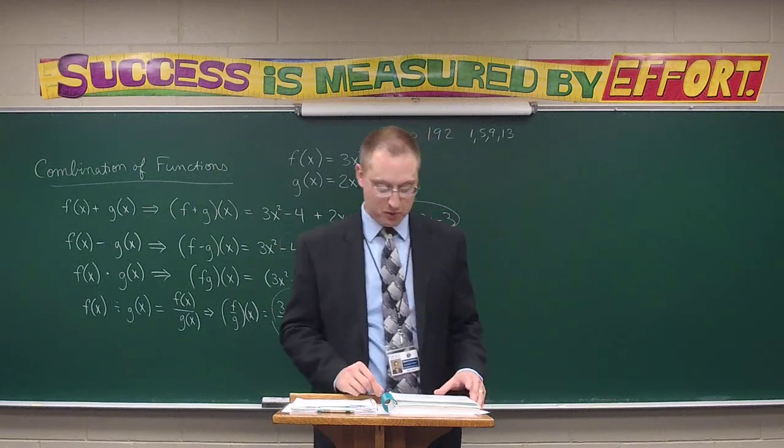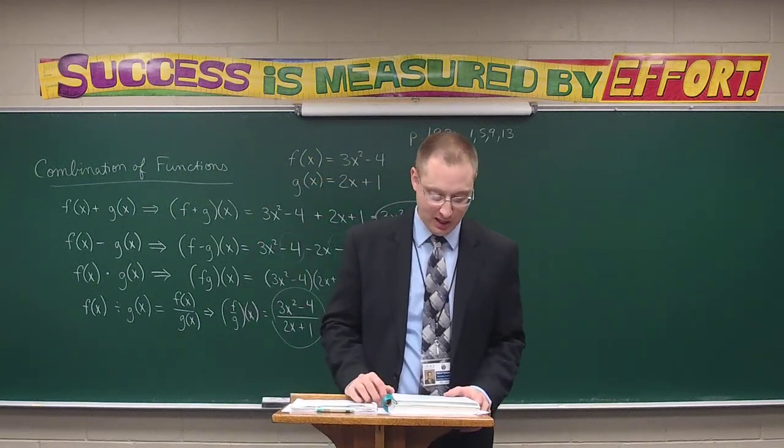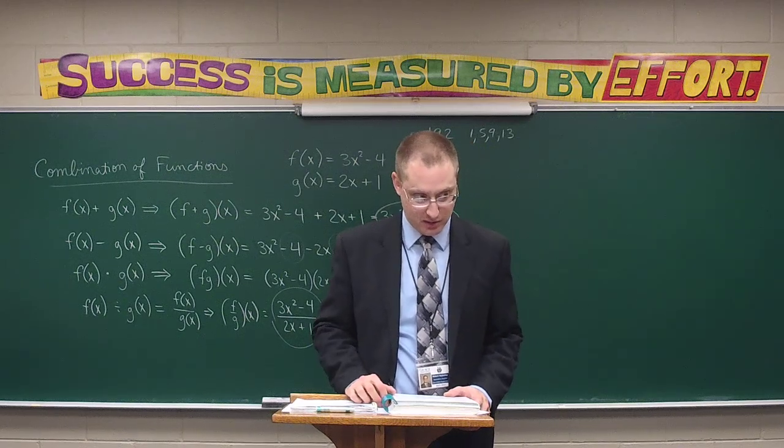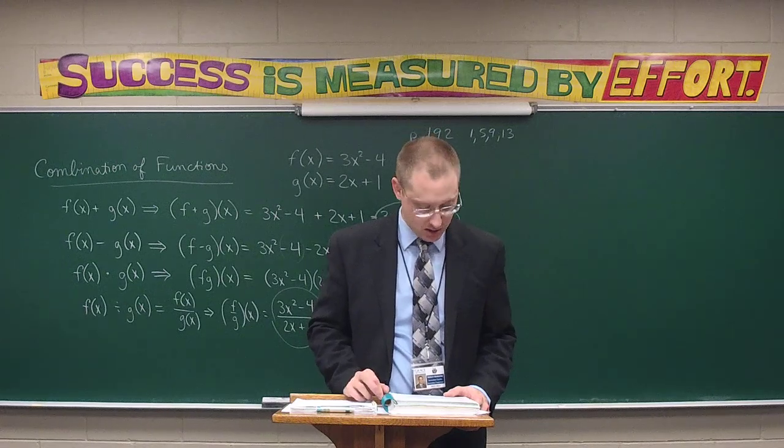Number 9. This was the annoying one because we had to double distribute or triple distribute depending on the direction you multiplied. What did you get for fg of x? Genesis? Number 9?